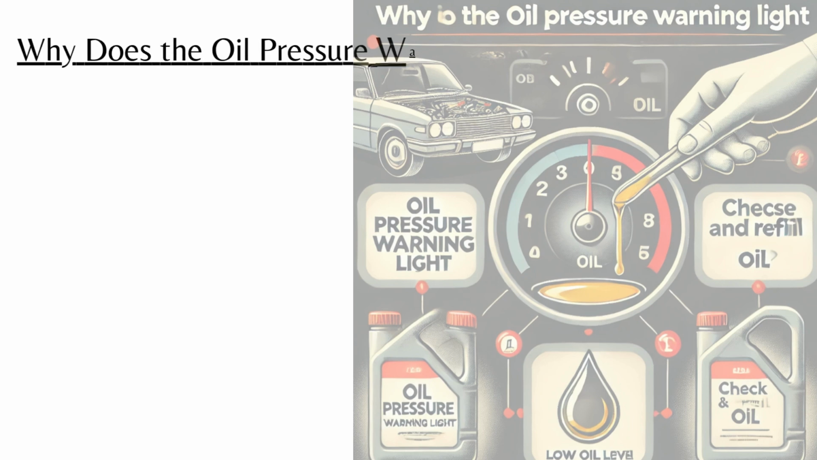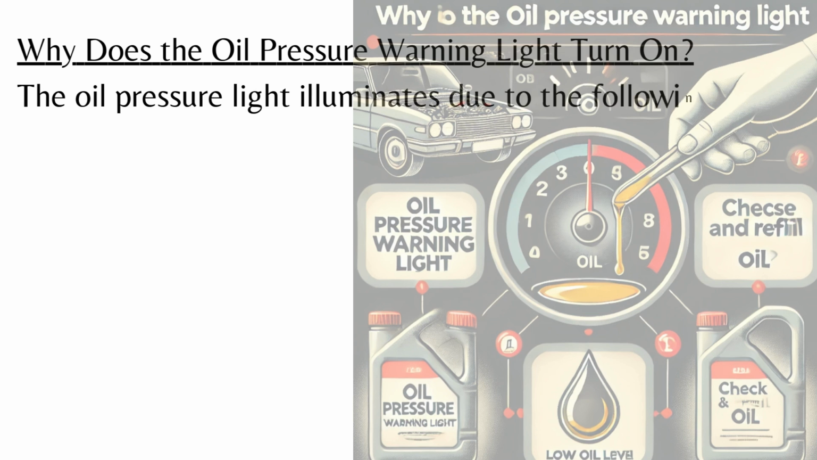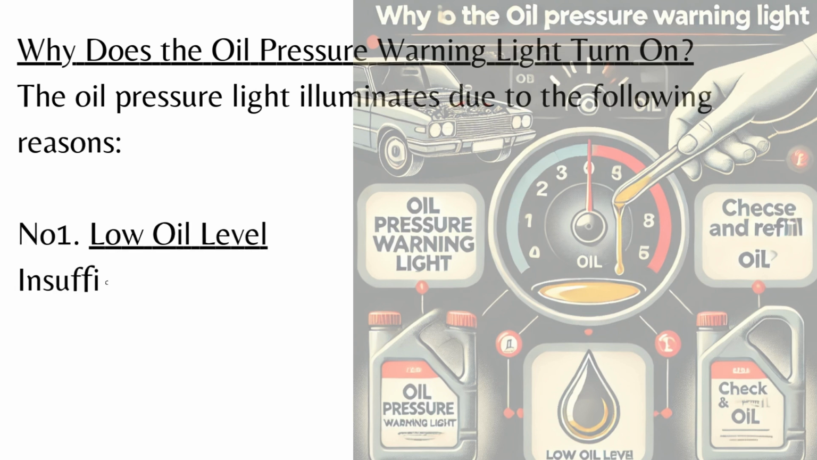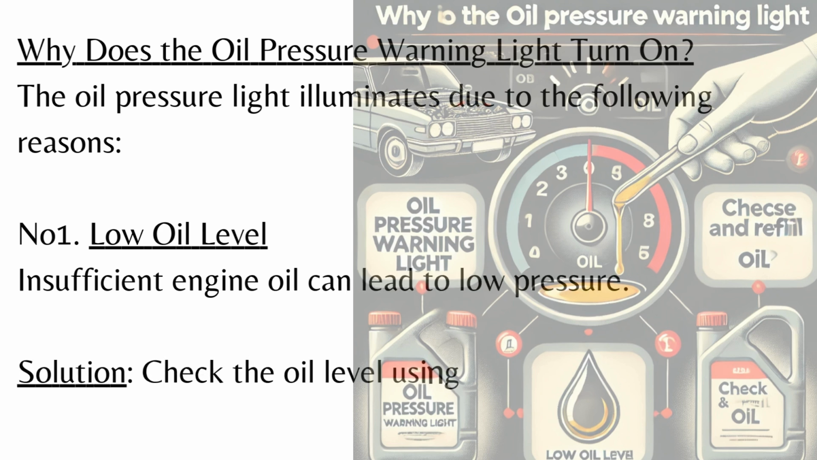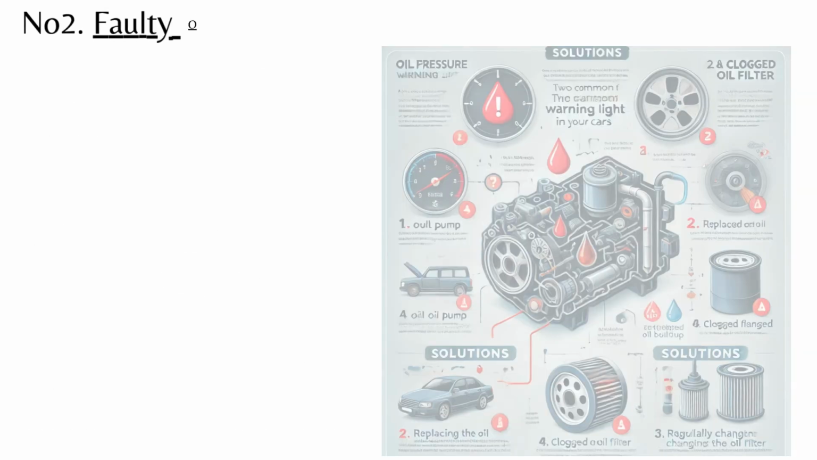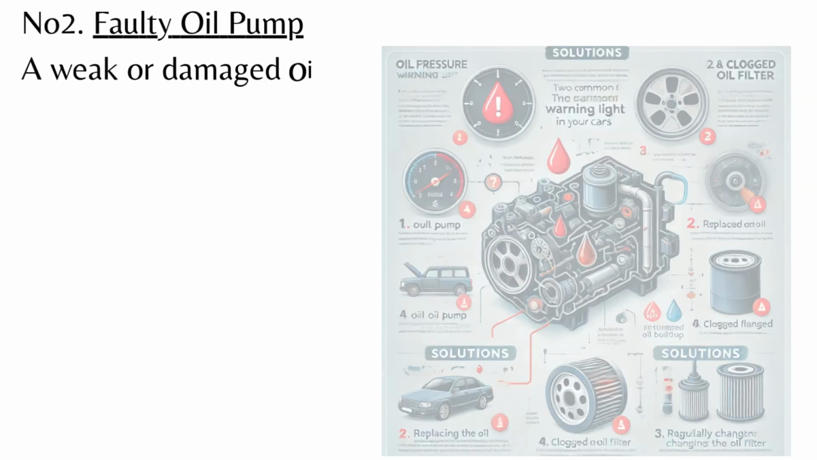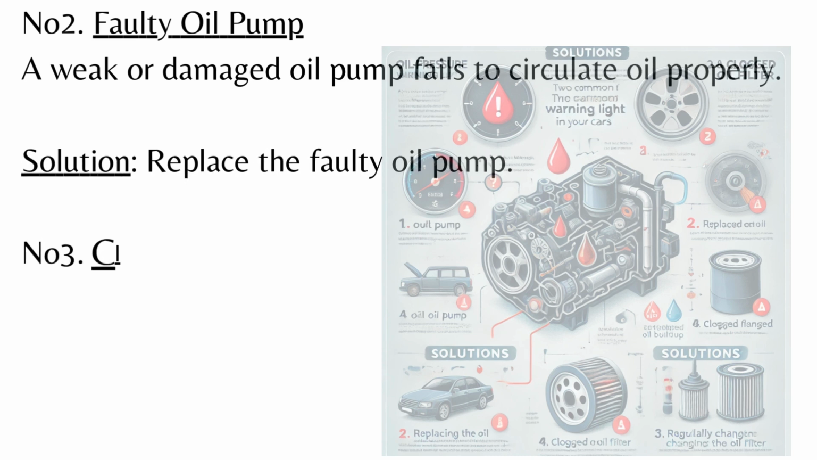Why does the oil pressure warning light turn on? The oil pressure light illuminates due to the following reasons. 1. Low oil level. Insufficient engine oil can lead to low pressure. Solution. Check the oil level using the dipstick and add the correct type of oil if needed. Number 2. Faulty oil pump. A weak or damaged oil pump fails to circulate oil properly. Solution. Replace the faulty oil pump.